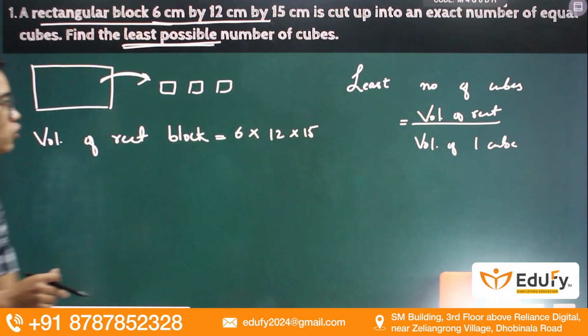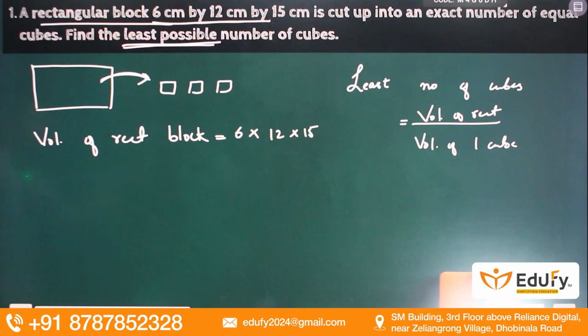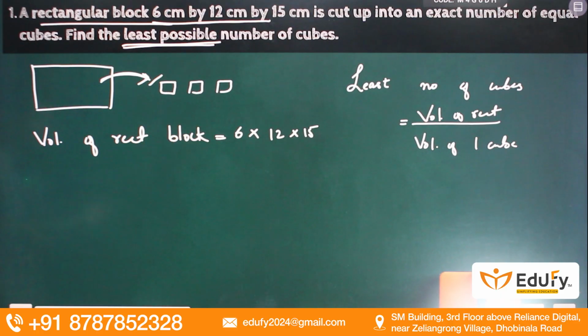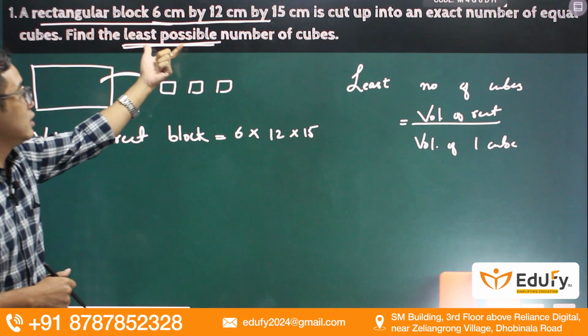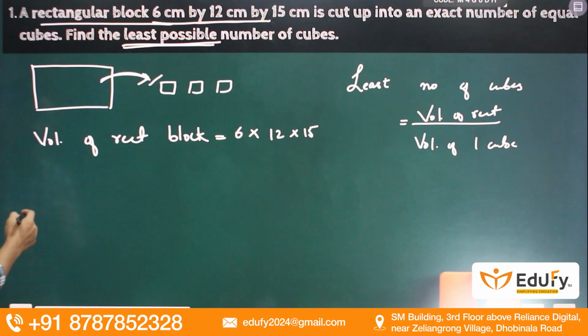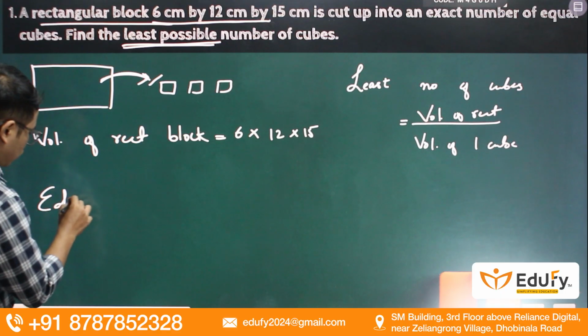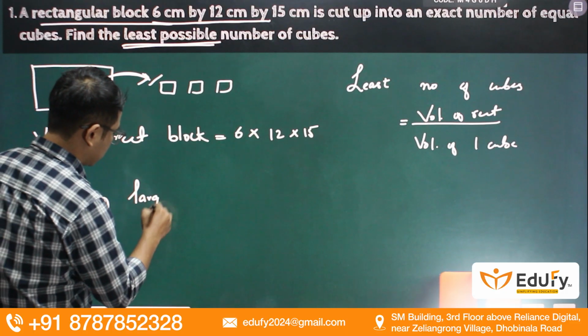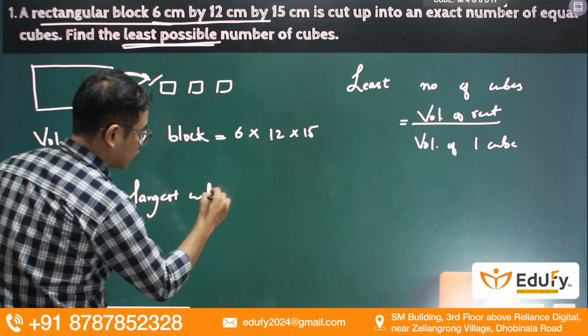Now, the volume of one cube. We need to find the volume of the cubes. The measurement of the cube is not given. We know the volume of a cube is the side cubed, but we don't have the side, so we have to find the side first. Since we are making cubes from this rectangular block, and they said least number, we need to find the biggest cube possible. So let us find the edge of the largest cube that you can cut out from this rectangular block.